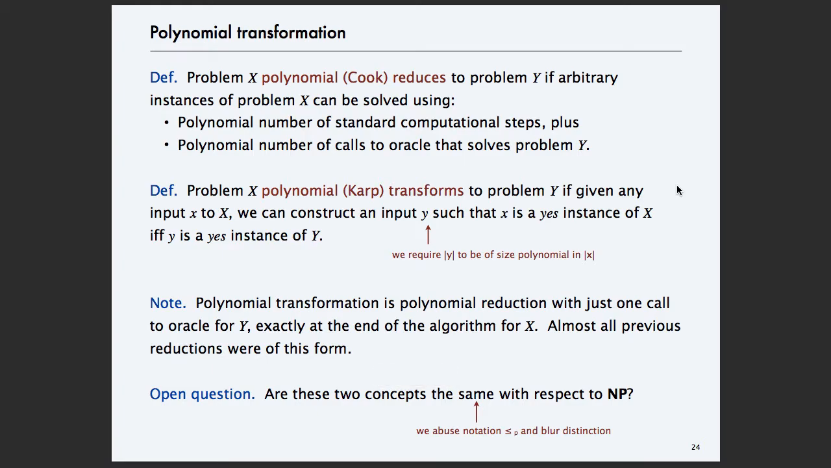So, slightly more interesting stuff. We have polynomial transformations, and we are going to find NP complete. We have a Cook polynomial transformation. Problem X reduces to problem Y if arbitrary instances of problem X can be solved using a polynomial number of standard computational steps plus a polynomial number of calls to an oracle that solves problem Y.